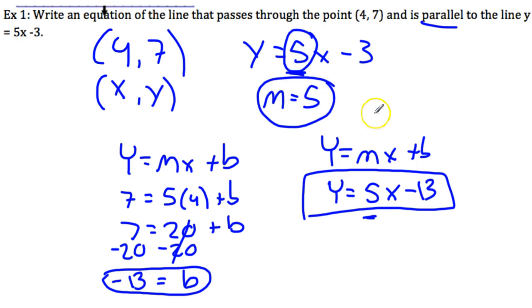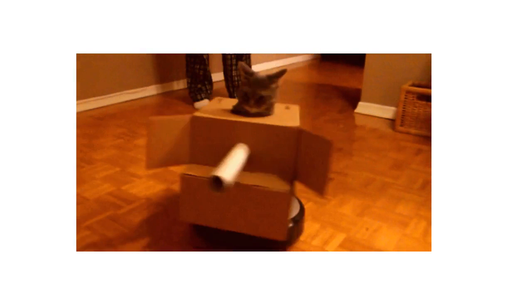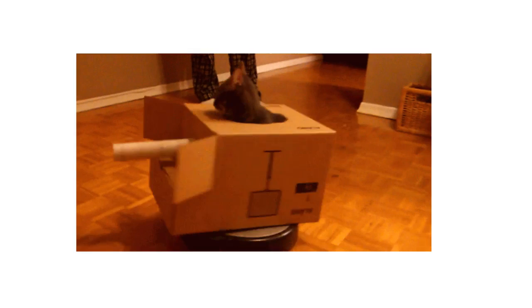They're both 5, but their y-intercepts are different. So that's negative 3, that's negative 13. Parallel lines, boom, done. I told you cats love Roombas. I told you.